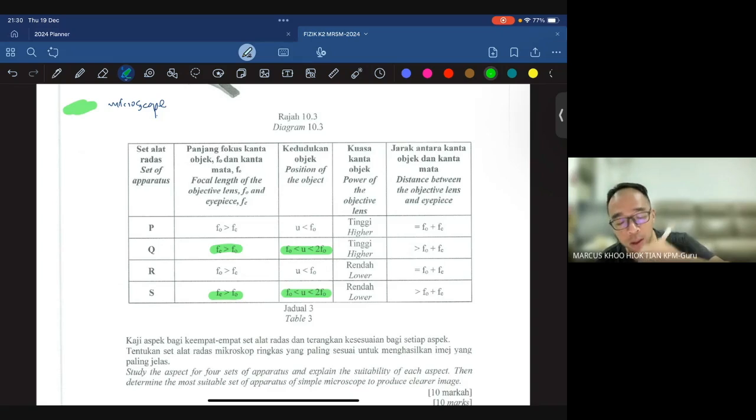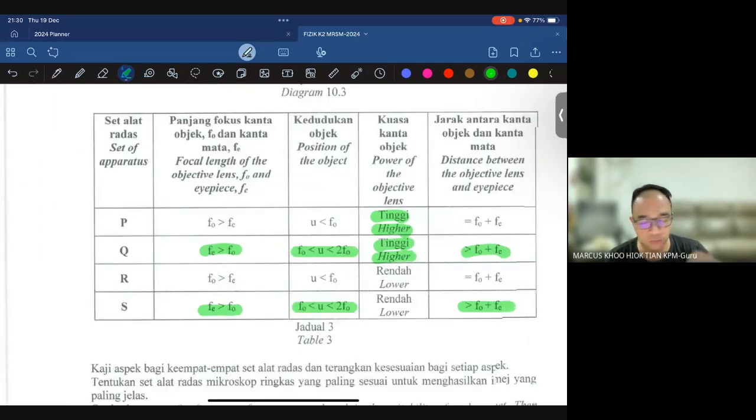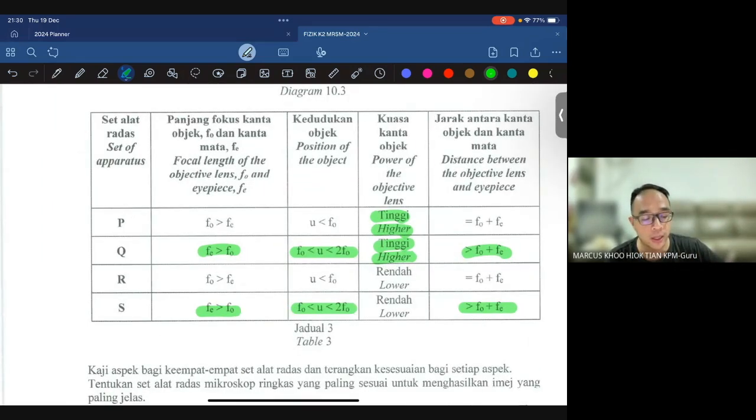Okay, the power of the objective lens. The objective lens has a very, very small focal length, so the power has to be a high power. The distance between the objective lens and the eyepiece has to be more than FO plus FE. You cannot run away from this. So obviously the answer that we want is for the Q and the 9th and 10th mark.